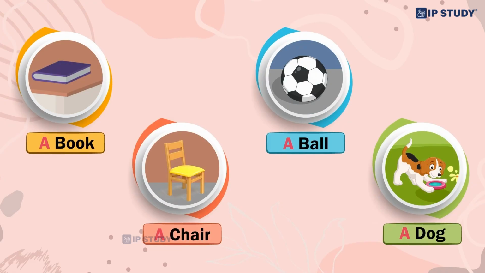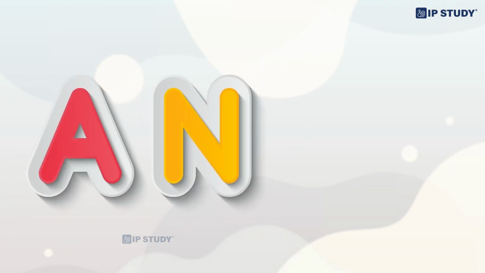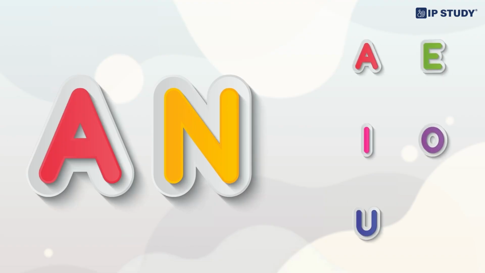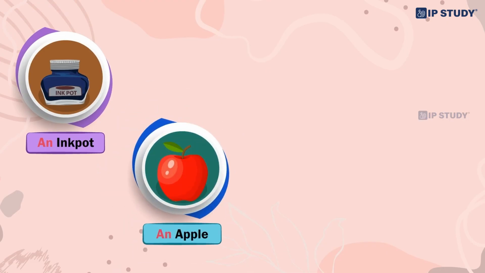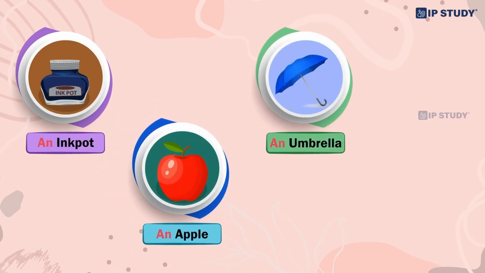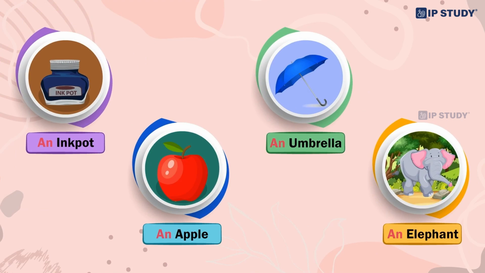Now, let's learn the use of an. We use an before words that begin with a vowel sound. For example, an inkpot, an apple, an umbrella, an elephant.